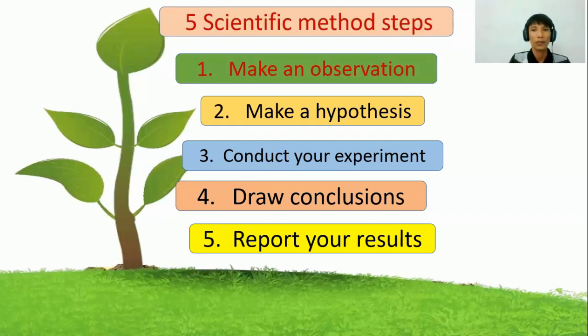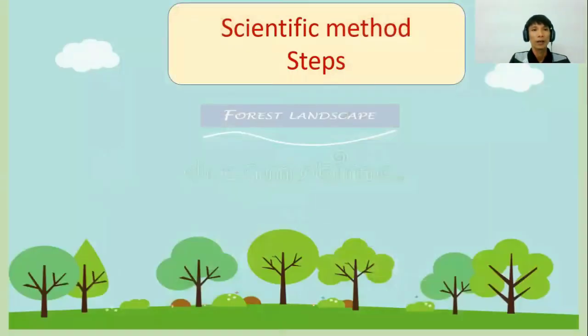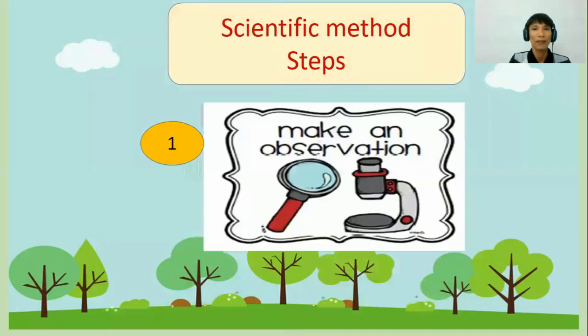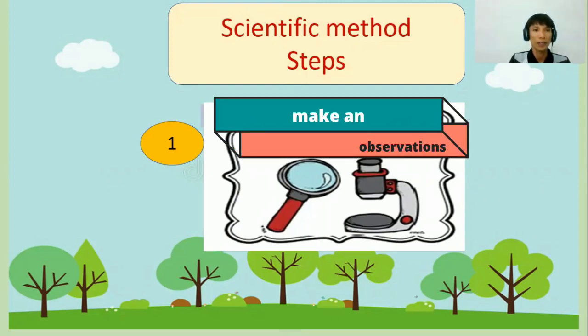So in the following pictures, we have here the scientific method steps. We are going to study the scientific method steps, and we are going to start with number 1. Number 1, make an observation. In this experiment, we are going to use the scientific process, and let's begin here in number 1.